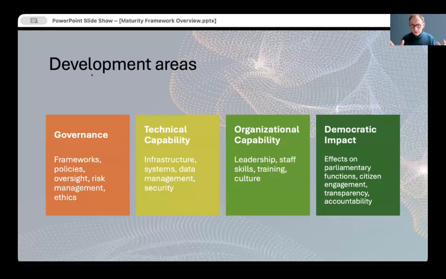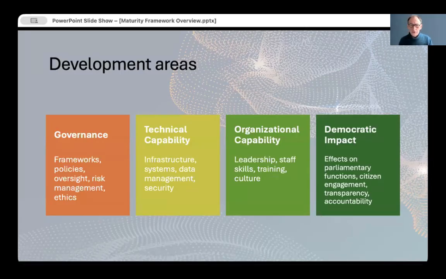So we do this by developing the framework across 4 development areas, and I won't go into them in detail. They're all outlined in the Maturity Framework document that you can download from the IPU website. But the development areas are briefly governance. So how do you manage the overall risk, oversight, ethics, application of AI? Your technical capability. What's the infrastructure? What are the systems that you need? How do you manage security in an AI world? And most importantly, how do you get your data ready for AI so that what you're implementing is high quality and reliable?